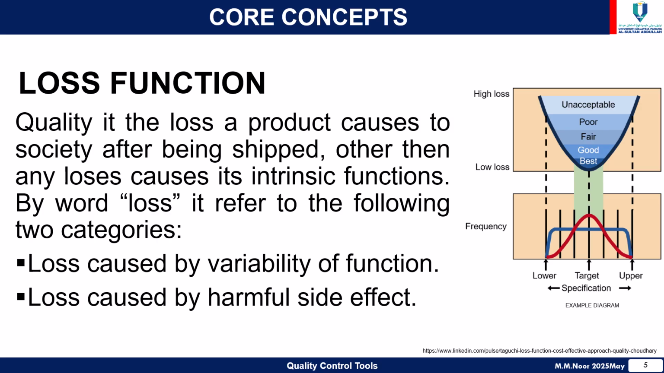So next, we go to the core concept. The first one is the loss function. Quality is the loss a product causes to society after being shipped, other than any losses caused by its intrinsic function. By the word loss, it refers to two categories: loss caused by variability of function, and loss caused by harmful side effects. So basically, the loss function is about the product that cannot be used, which is lost by function or lost by side effect, which is a defect. So this is the loss function.